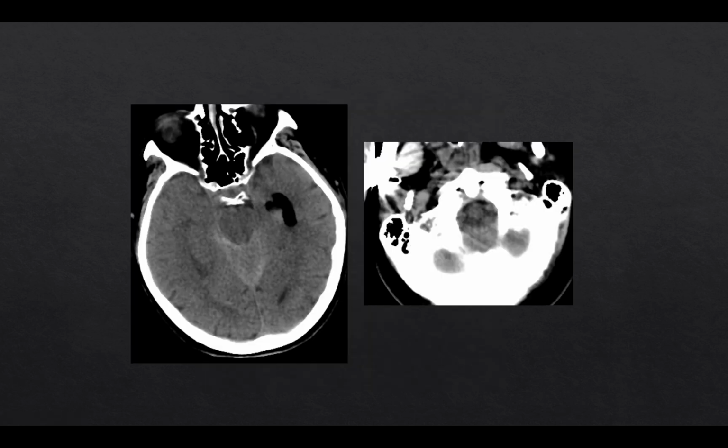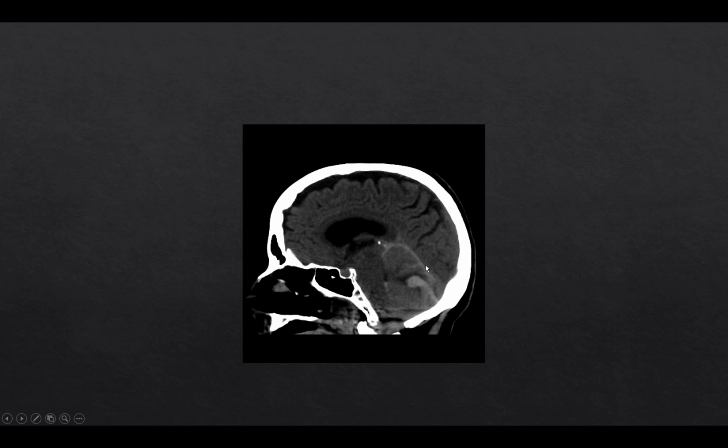And here's another patient with the same entity of upwards herniation of the cerebellum, effacing the quadrigeminal plate cistern, and downwards herniation of the cerebellar tonsils through the foramen magnum. And here is a sagittal representation of that same patient where we have upwards herniation of the cerebellum, downwards herniation of the cerebellar tonsils through the foramen magnum.